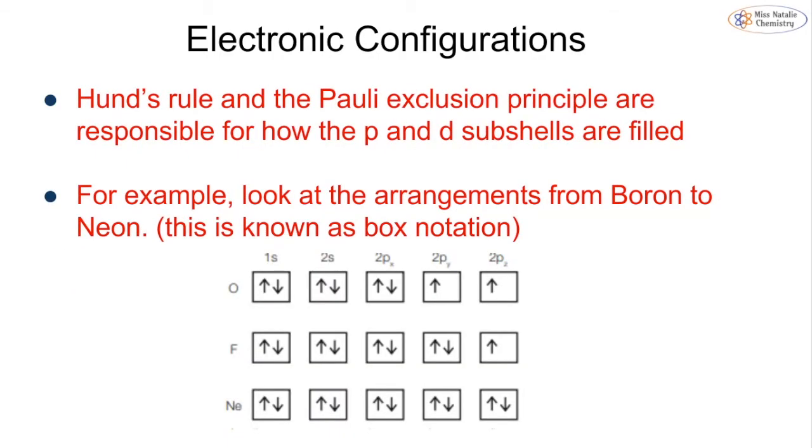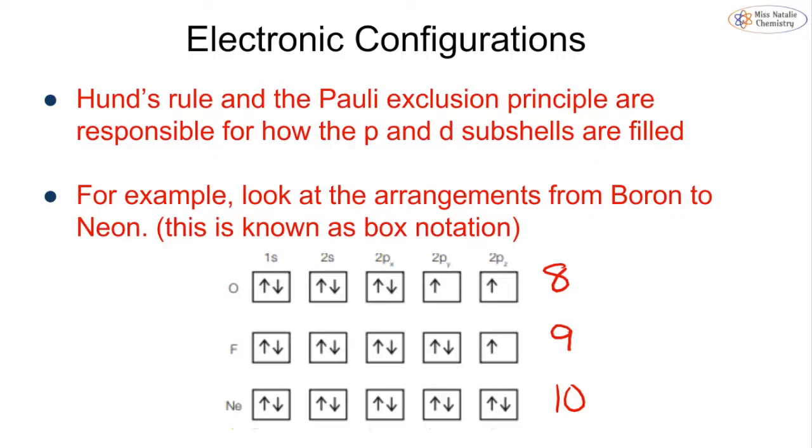So we use these rules to show us how we can fill the p and the d subshells. For example, if we look at the arrangements for oxygen, fluorine, and neon. Oxygen has an atomic number of 8, fluorine is 9, and neon is 10. So we start at the lowest energy level and draw one arrow up and one arrow down, and now that has filled the 1s. I now move to the 2s. I put one arrow up and one arrow down. That orbital is now full.